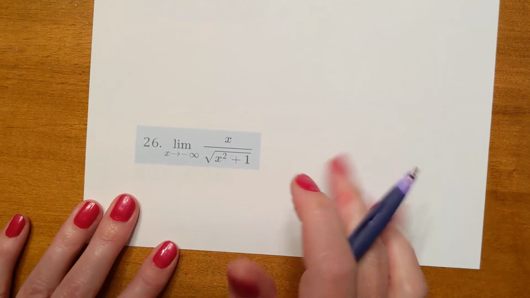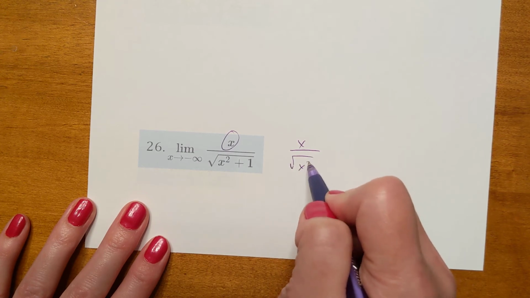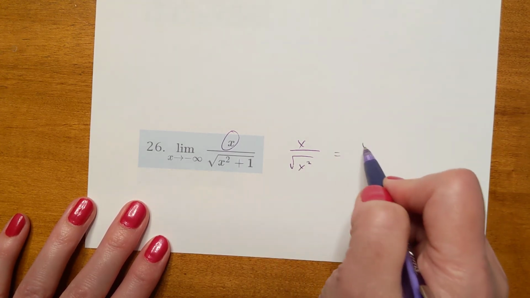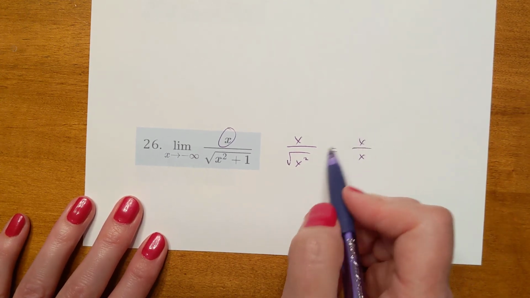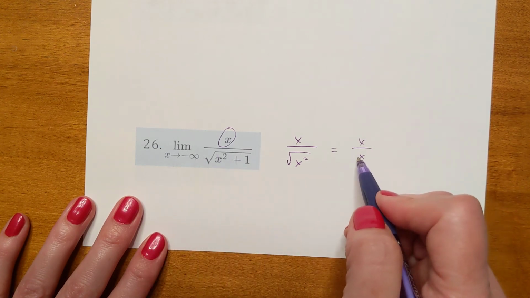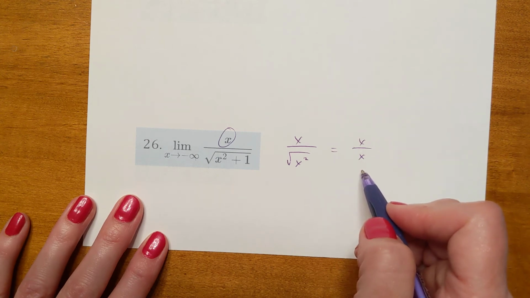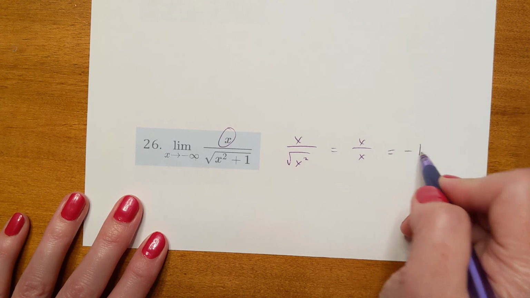Down here on the next one, we have x over the square root of x squared. So the square root of x squared is just x. And we're going to negative infinity. So when we're taking that out, we got x over x, and we're going to negative infinity. So it ends up being a negative 1.